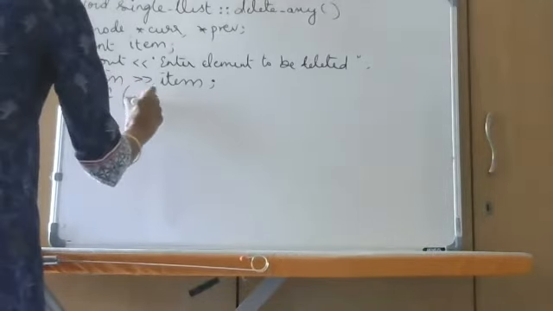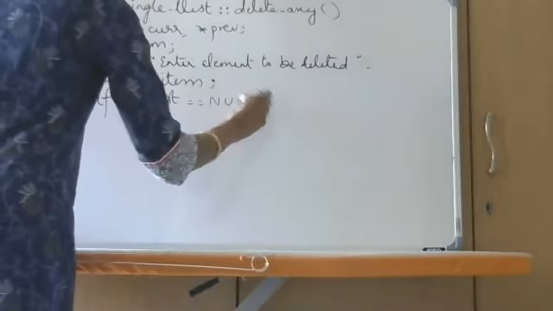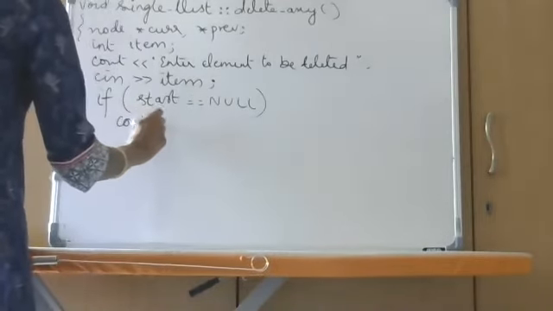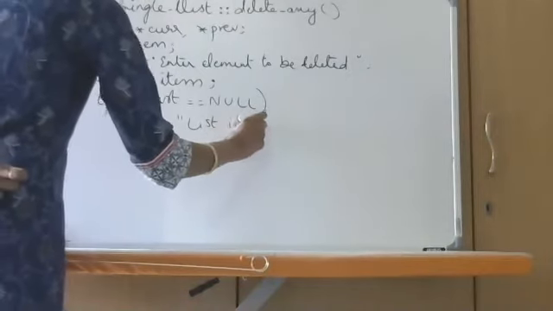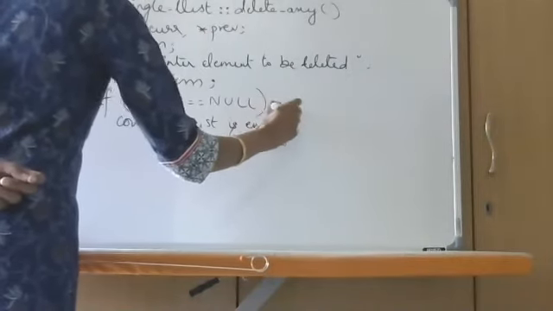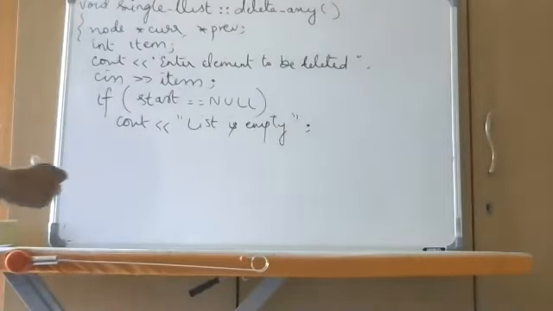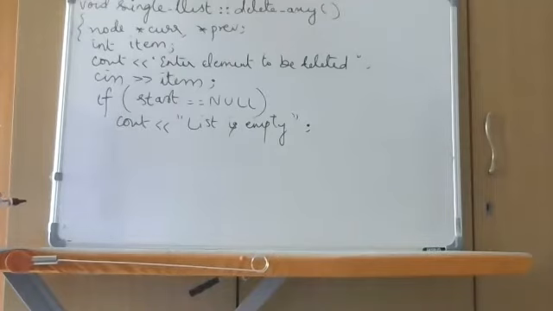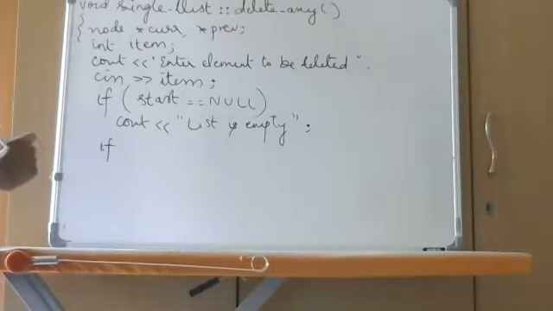So how do I check that? If start is equal to null, then I will display cout list is empty. List is empty, you cannot delete. Next, what do you have to check again? If the first element is the one which I want to delete.